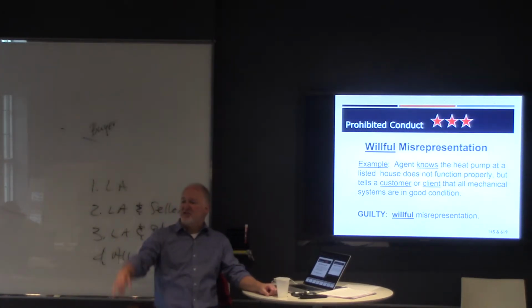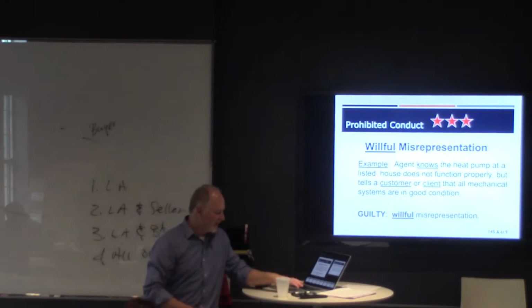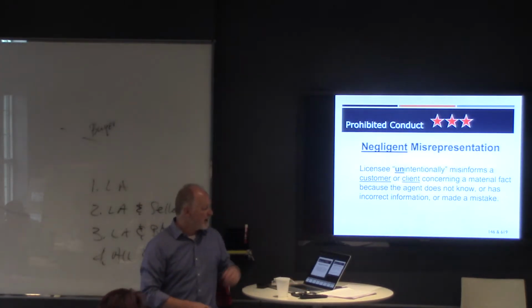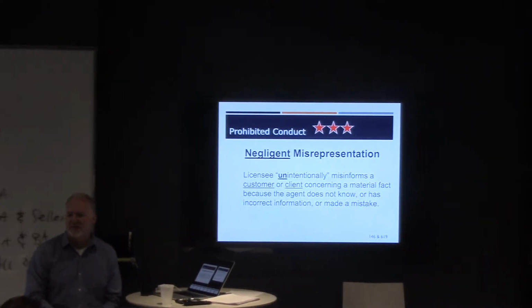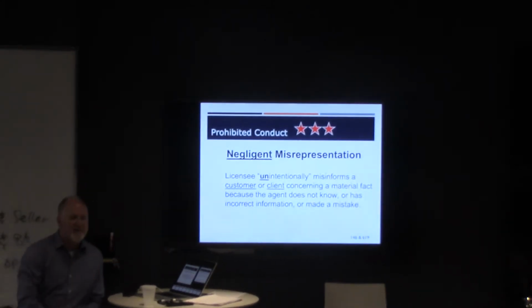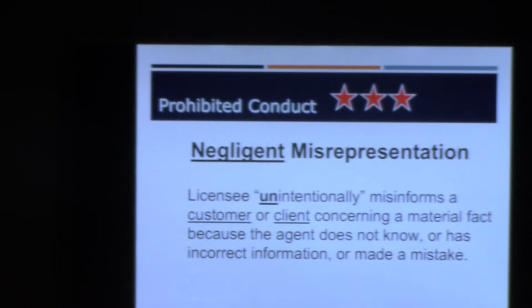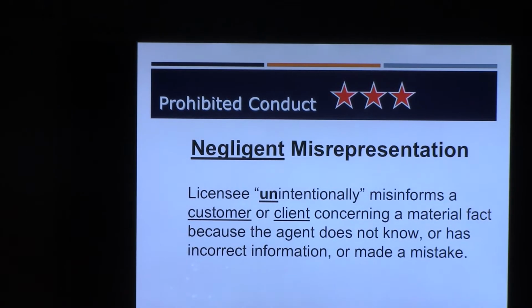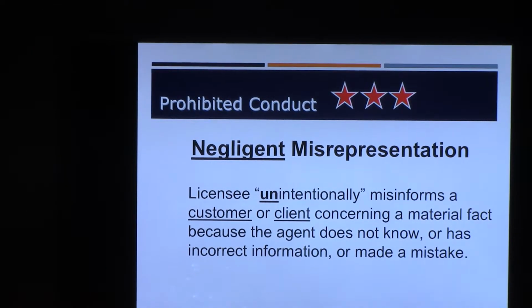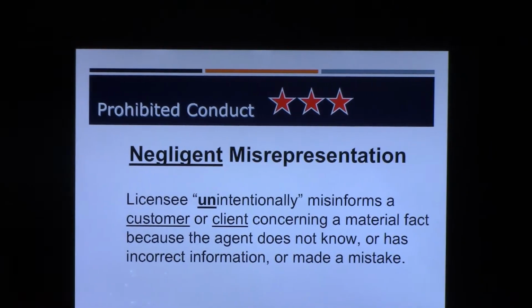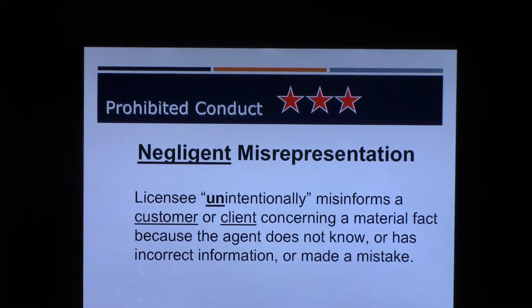Willful misrepresentation. You knew, you lied. Okay? Negligent misrepresentation. You made a misrepresentation, but you didn't know it. But guess what? You should have. If you had been a reasonably diligent agent, you would have known.